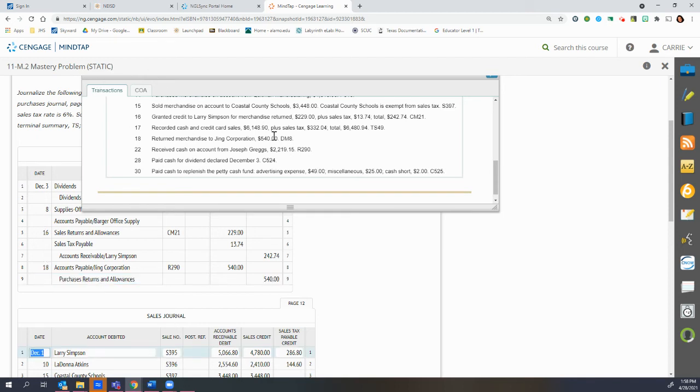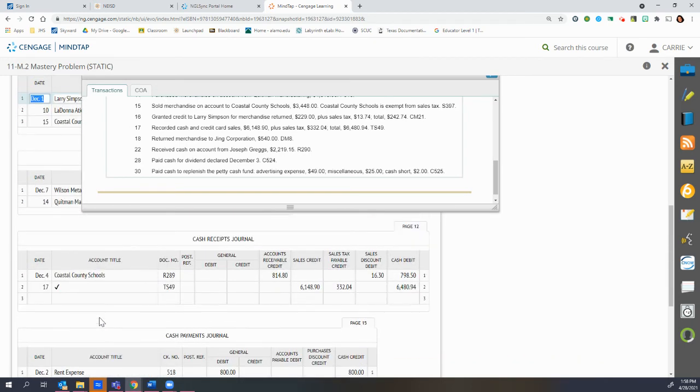Okay. Now, we received cash on account from Joseph Greggs. So, cash receipts journal right here, and that is on the 22nd. And it is Joseph Greggs, and R290, we're going to credit their, yes, we are. 2219.15. I feel this is wrong. Sales discount debit. Oh, okay. There's no sales discount.